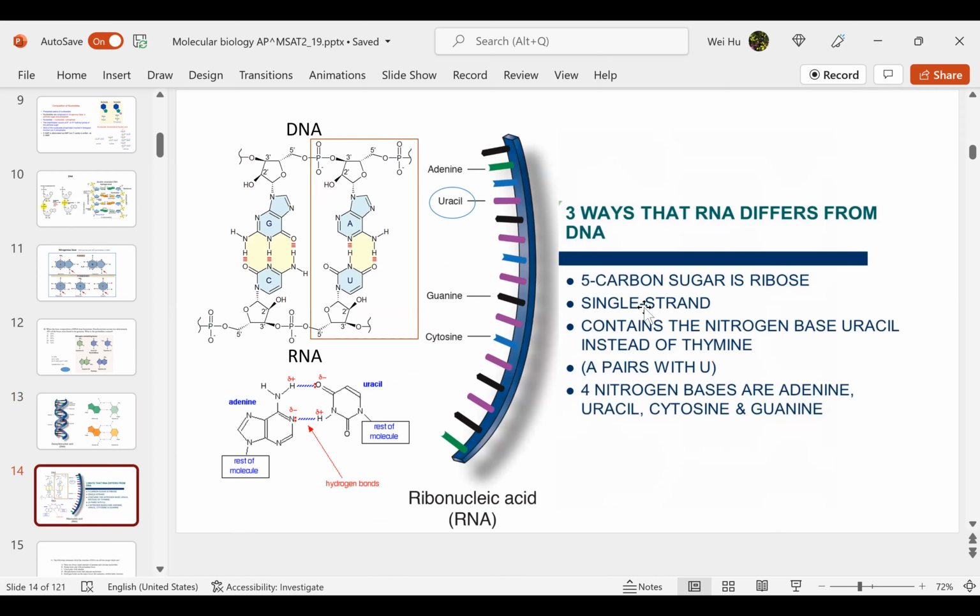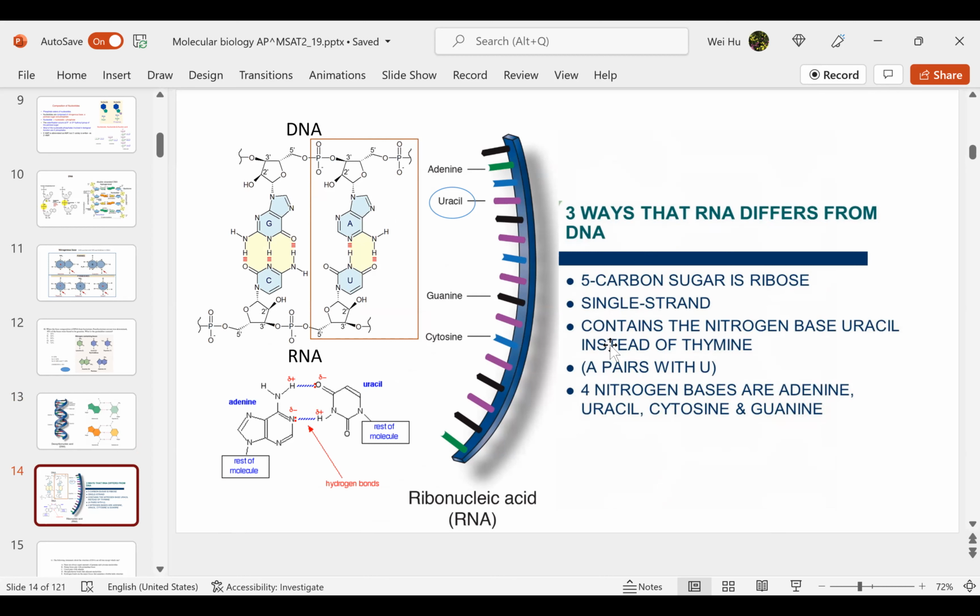Okay, so let's see RNA. RNA differs from DNA in three ways. Number one, the sugar is ribose. Number two, they are single strand. Number three, they have uracil.